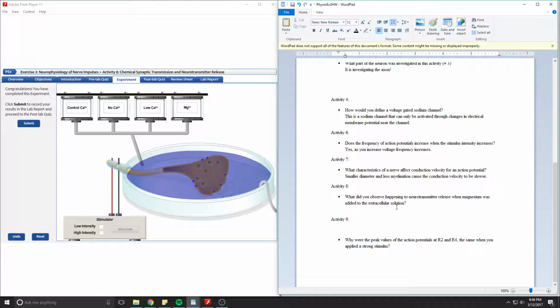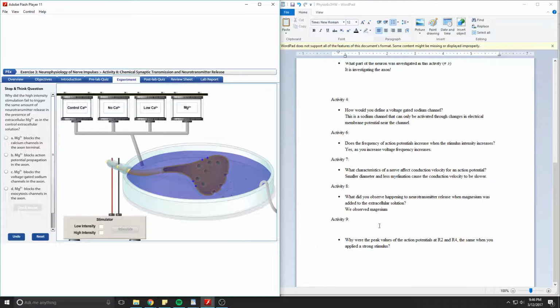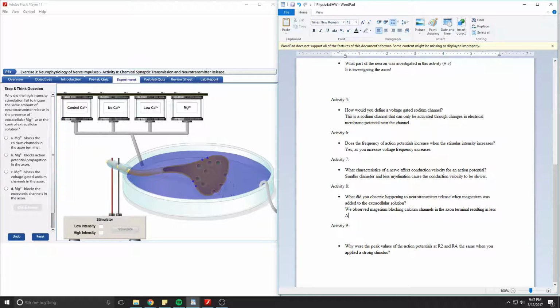So what did you observe happening to neurotransmitter release? We observed magnesium blocking calcium channels near the axon terminal, resulting in less ACh release into the synaptic cleft.